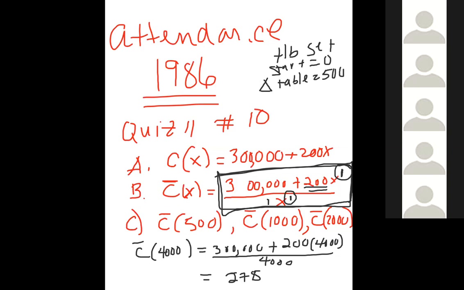All right, guys. So bottom line, we've got the average cost at 500, 1,000, 2,000, 4,000. As the number of bikes produced increases, the average cost decreases. At 4,000, it has decreased to 275. And no, the average cost will never get to 200. So the question is, why is that? Why is it that the average cost will not reach 200?